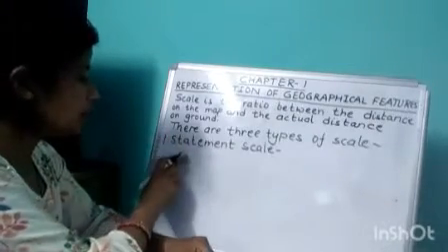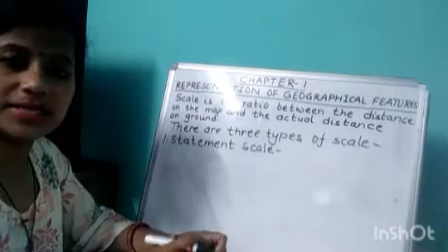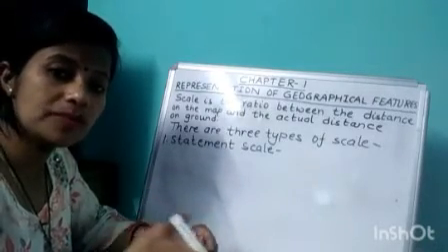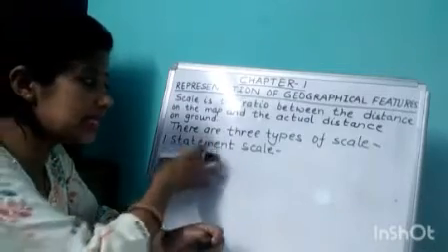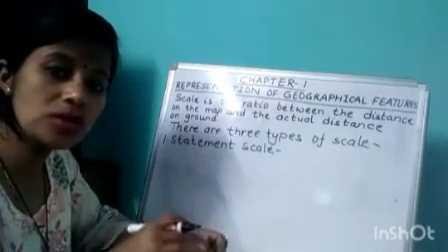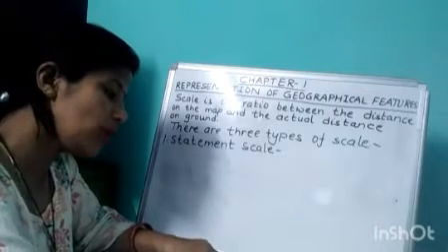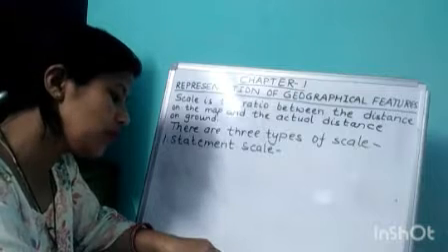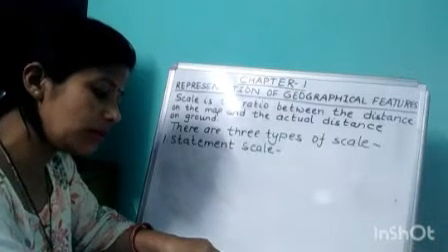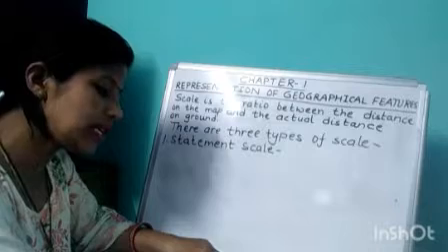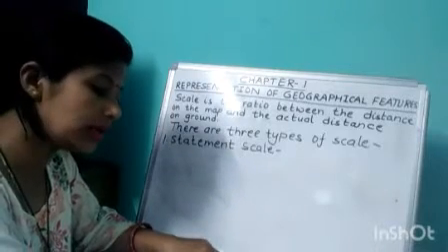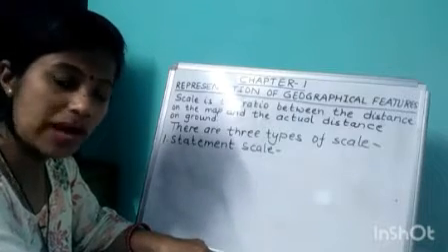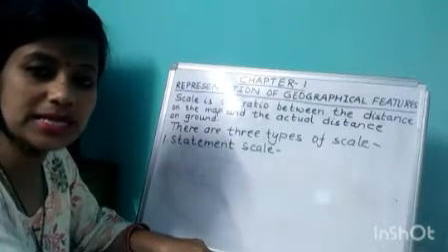Number one is statement scale. This type of scale is mentioned on the map only. For example, 1 centimeter is equal to 50 kilometer, which means that every 1 centimeter on the map corresponds to 50 kilometer on the ground. Actual distance is 50 kilometer, while on the map this is just 1 centimeter.